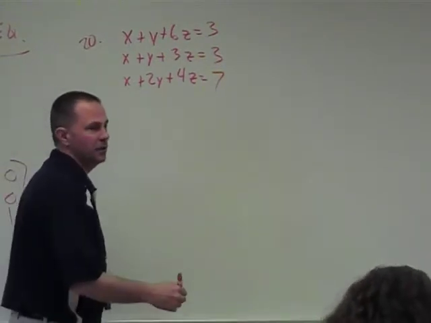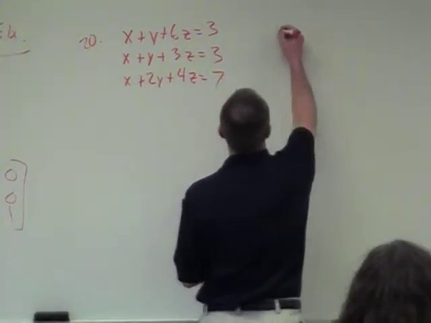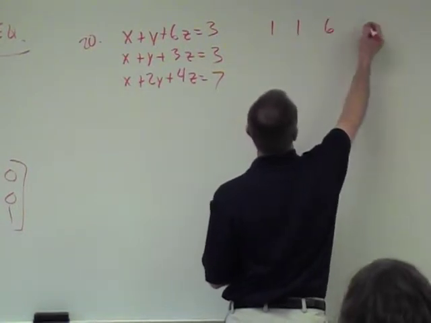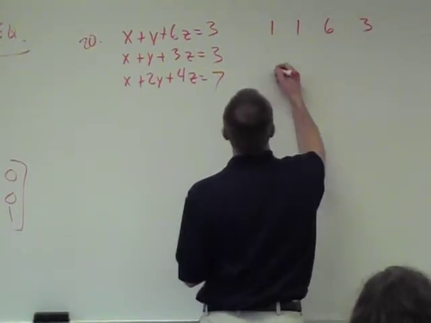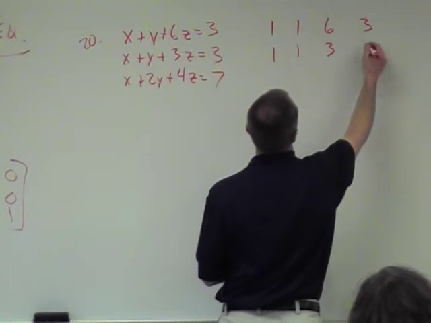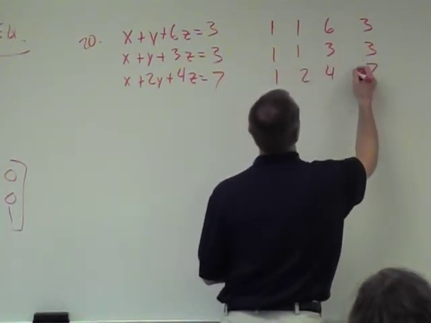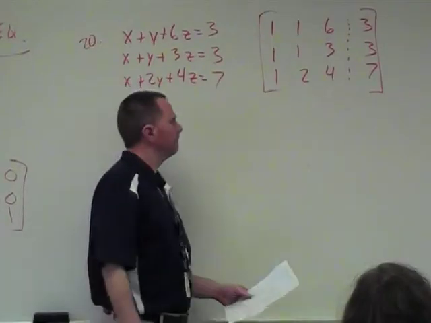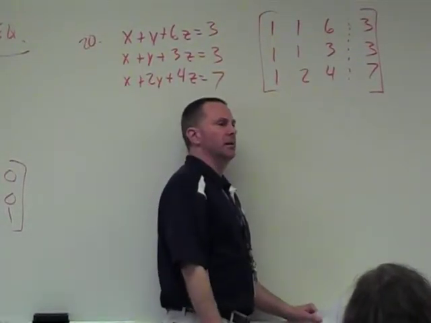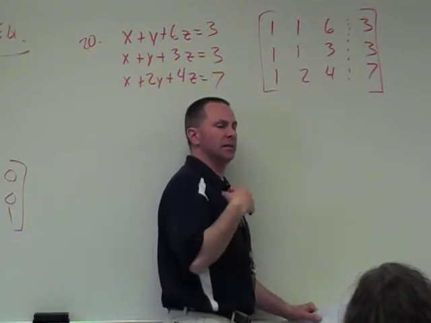What are all the coefficients? 1, 1, 6, and then the answer. 1, 1, 3, and the answer. 1, 2, 4, and 7. We'll put a little dotted line here, and we'll do this little matrix here. You guys remember this? Matrices. You're going to do the exact same thing to this that you did yesterday.